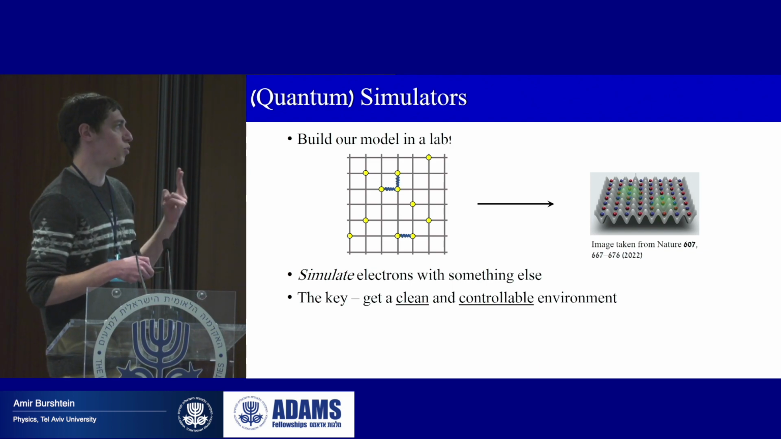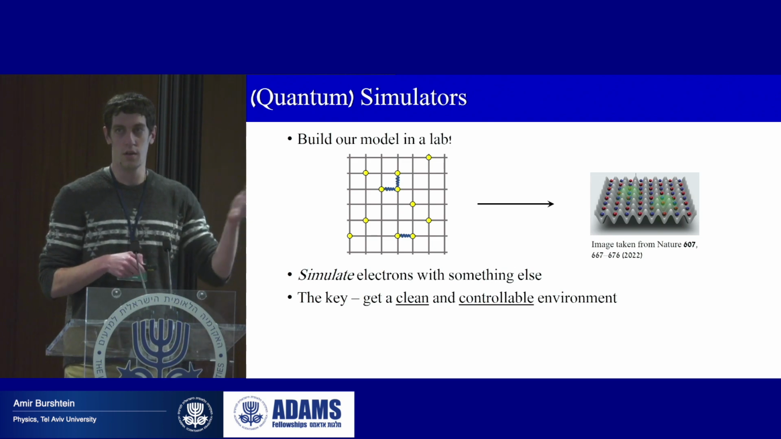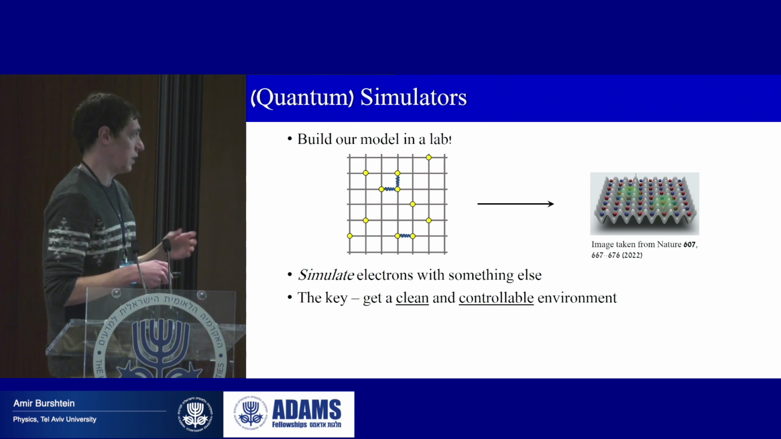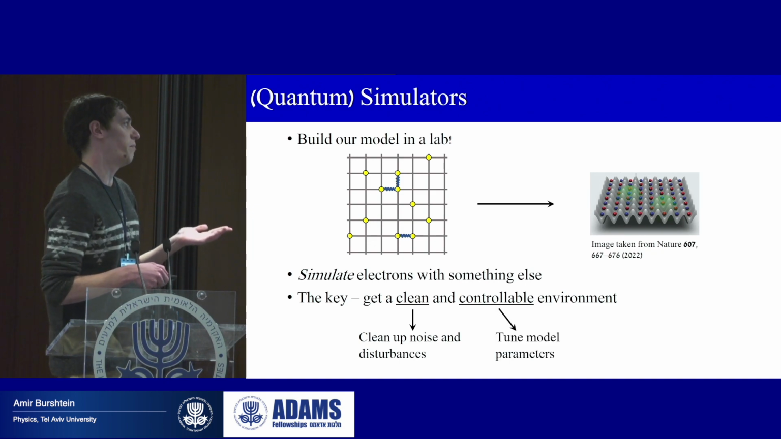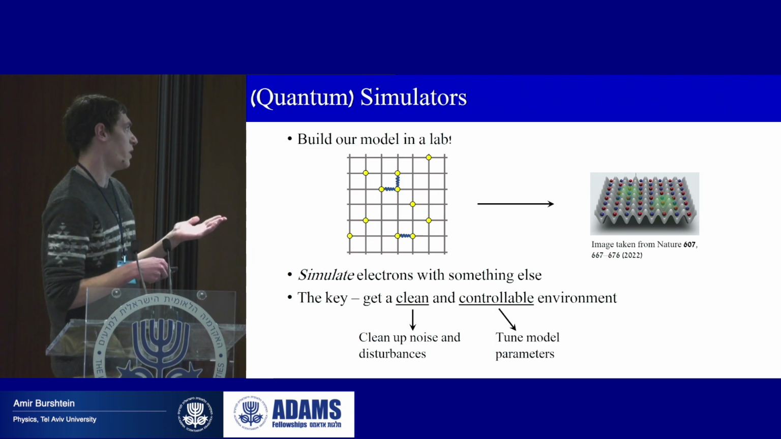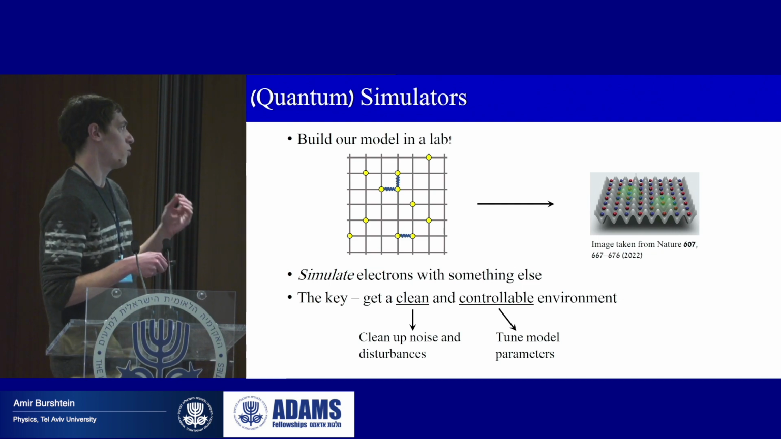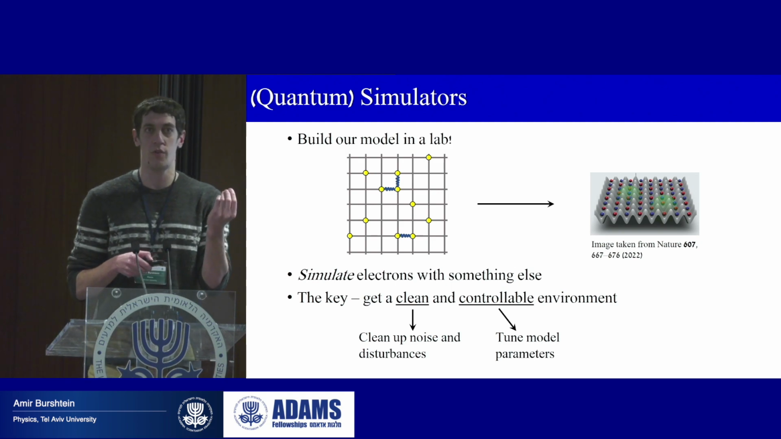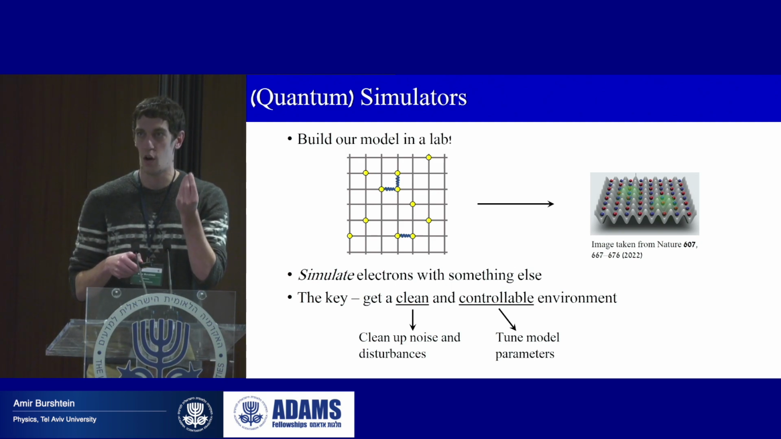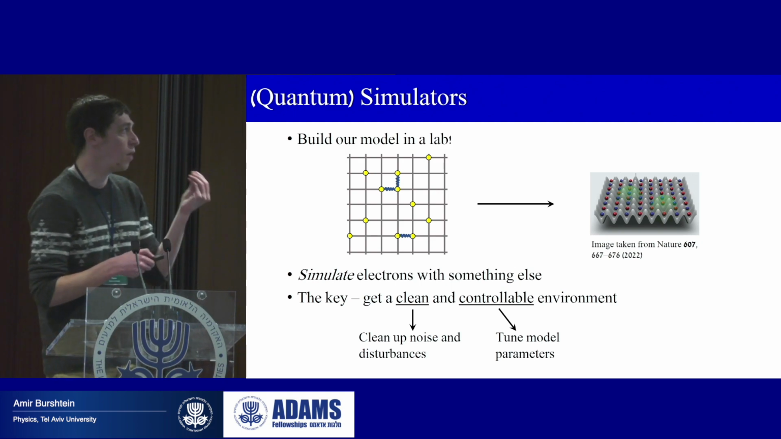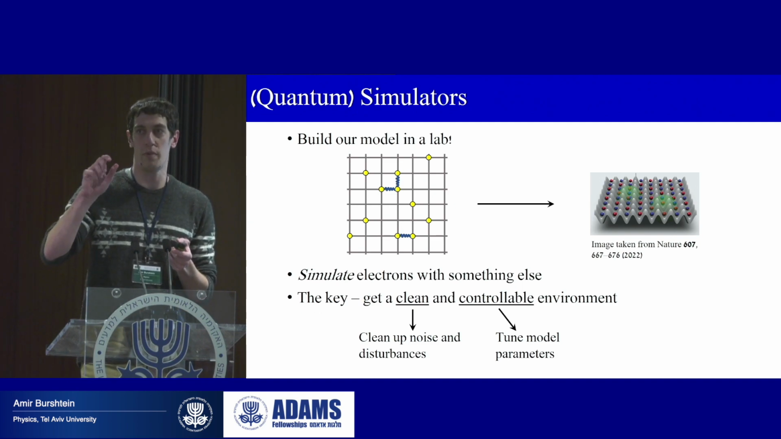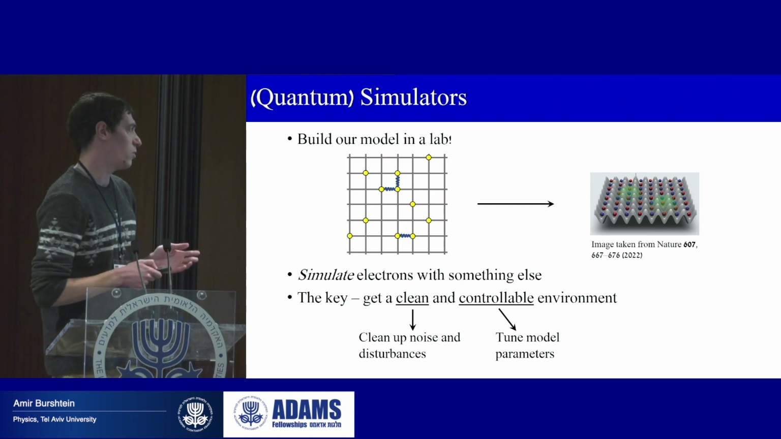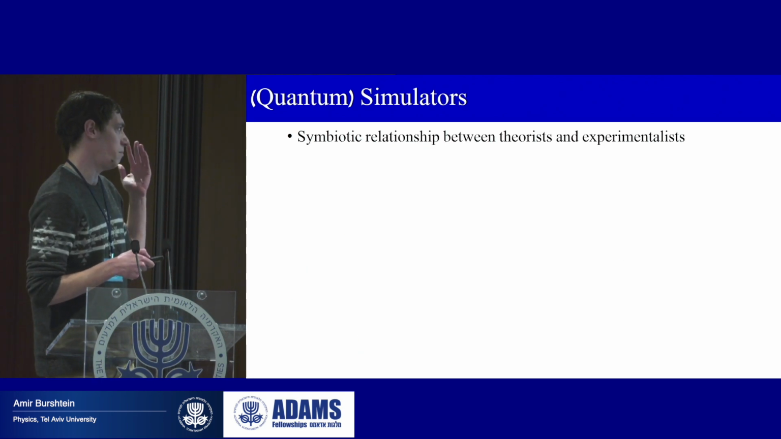We have a much better control over noise, over disturbances. We can clean away stuff that we do not want. And also, we get a very good controllability. Because we implement this model, for example, we can implement the interaction between these electrons, and we can also control the strength of the interaction, right? So we can tune the parameters of our model. Essentially, we have a black box with knobs which we can tune in order to really understand how our model behaves.